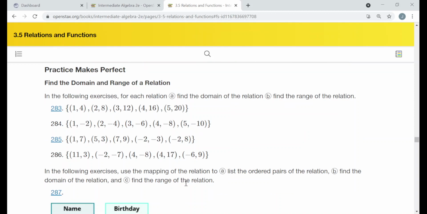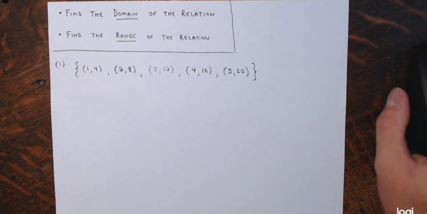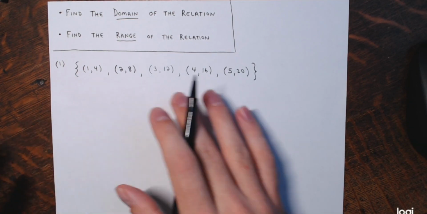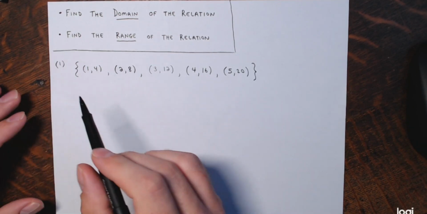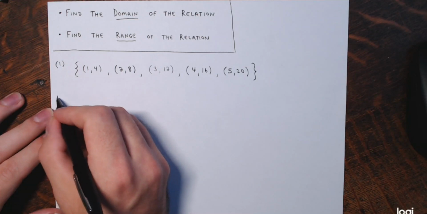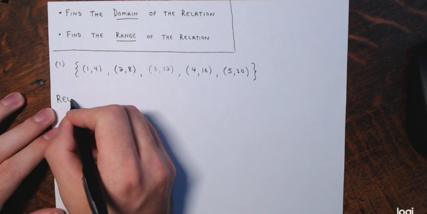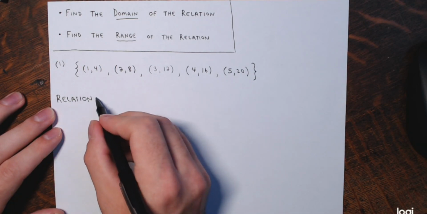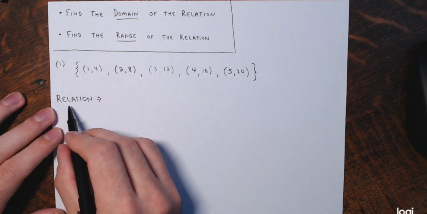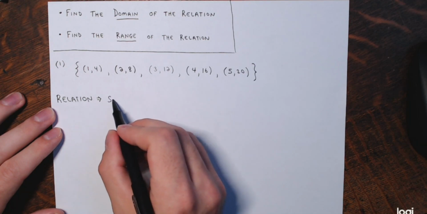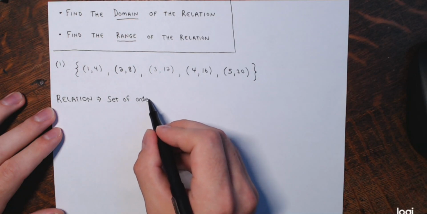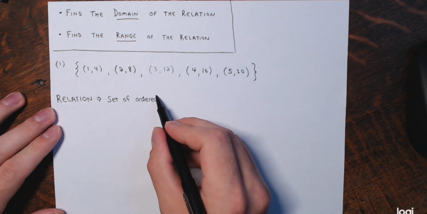So first example is this set of ordered pairs here. Before I get into the example, let's talk a little bit about what a relation is. A relation is just a set of ordered pairs, what are called ordered pairs.